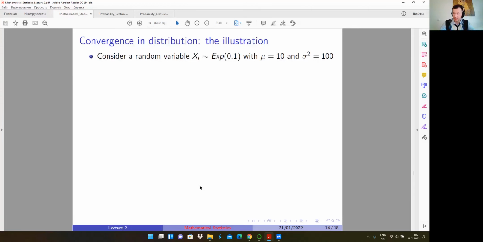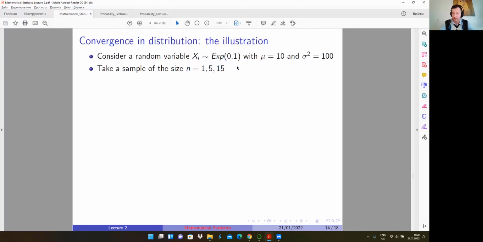Let me illustrate this with the help of the exponential distribution. Why? Because the exponential distribution on the previous slides showed some degree of skewness, so the sample mean of the exponential distribution. That's why I decided to take this one. So let's say we have a random variable Xi, which is exponentially distributed. Lambda is 0.1. So therefore the mean is 10 and the variance is 100.